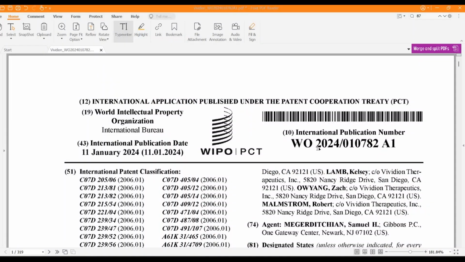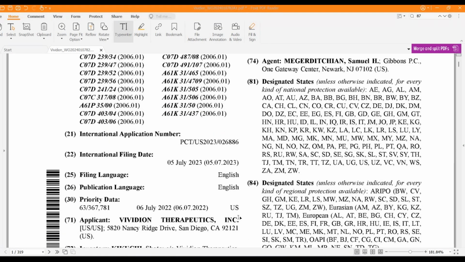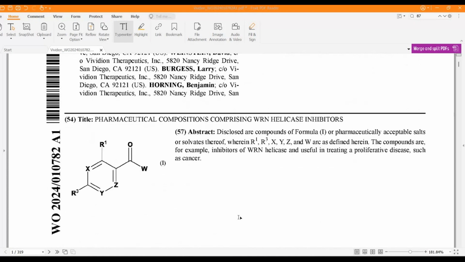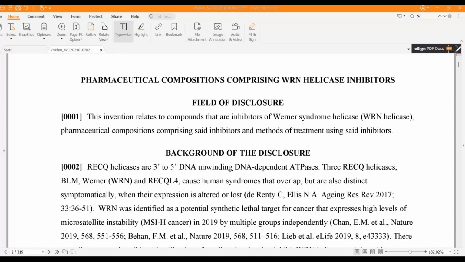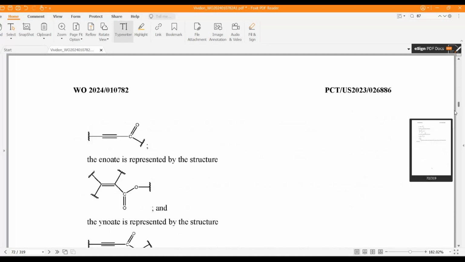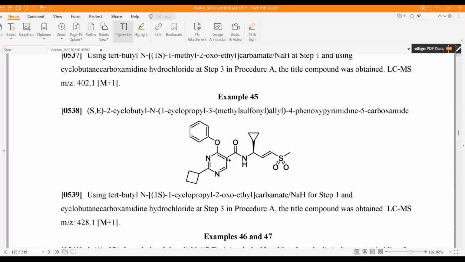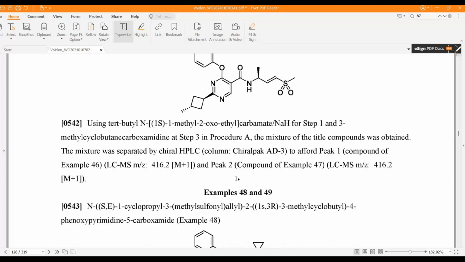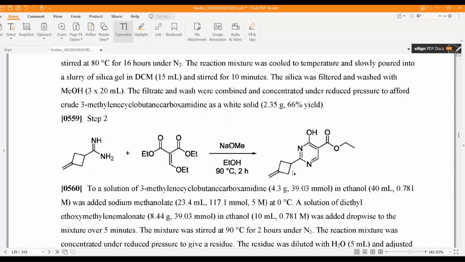Recently, in 2024, Vividion Therapeutics published a patent in which they have shown various pyrimidine derivatives as WRN inhibitors for the treatment of cancers. You can see what they have synthesized. These are all different derivatives of pyrimidine, and the synthesis of those pyrimidines requires the reaction of amidine with these diethyl malonate ester derivatives in the presence of sodium methoxide and ethanol at 90 degrees Celsius.